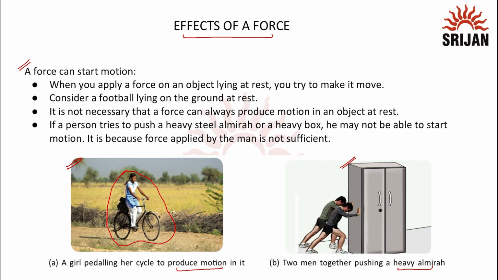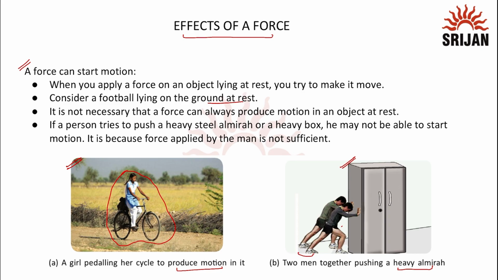Why? Because the force applied by this individual man won't be enough to overcome or to push the heavy steel almirah. Therefore, when two men together apply force, they are able to move the heavy almirah. So, when you apply force on an object which is initially at rest, you actually try to make it move. The second one is when a football is there in the playground, when a child comes and we can say the child tries to push it, it starts moving from rest.